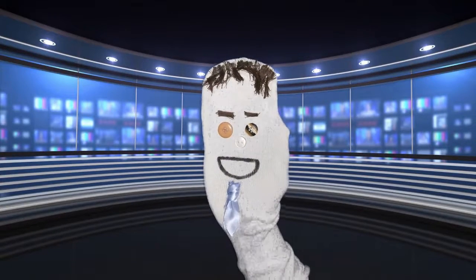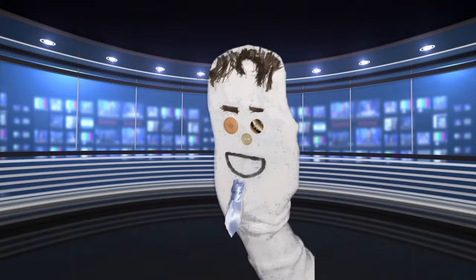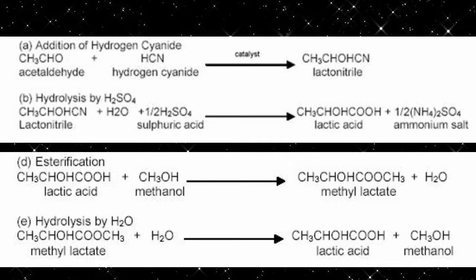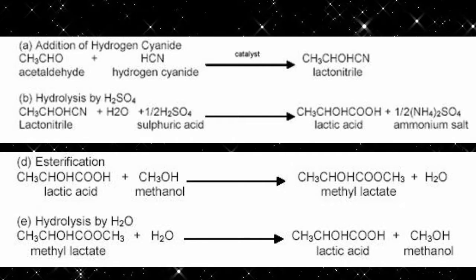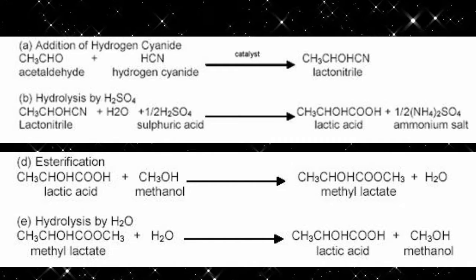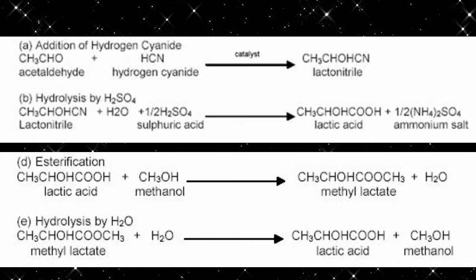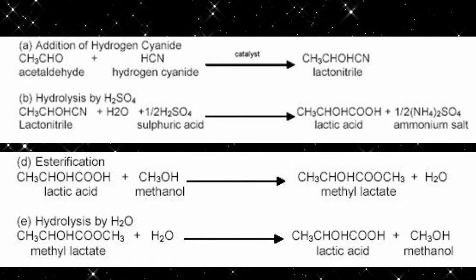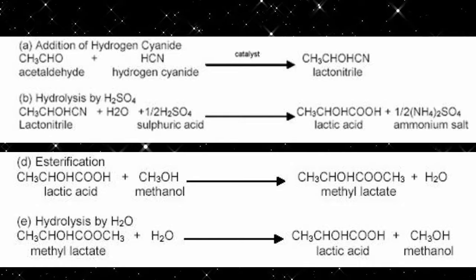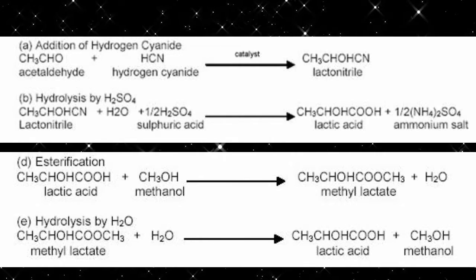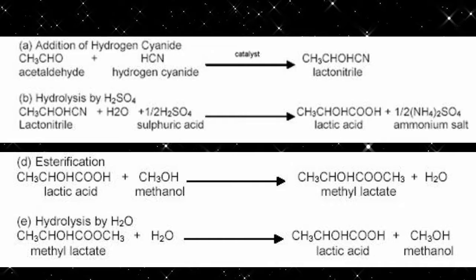Finally, we have the mechanism of the reaction of lactic acid. This mechanism consists of four simple phases. The first process for chemical synthesis is based on lactonitrile. Hydrogen cyanide is added to acetaldehyde in the presence of a base to produce lactonitrile. This reaction occurs in the liquid phase at high atmospheric pressures. The crude lactonitrile is recovered and purified by distillation. It is then hydrolyzed to lactic acid in the presence of concentrated hydrochloric acid or sulfuric acid to produce the corresponding ammonium salt and lactic acid.